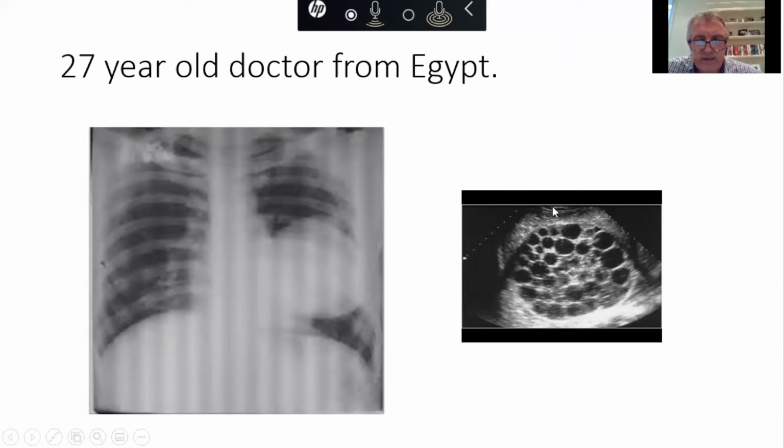And instead of it being drained, he was sent to the Tropical Medicine Hospital in London. So again, this ultrasound, or this further imaging, just changed the diagnosis. It changed the game. It changed the direction in which this patient was going from trying to be drained to actually being sent for therapy at the specialist centre in London.